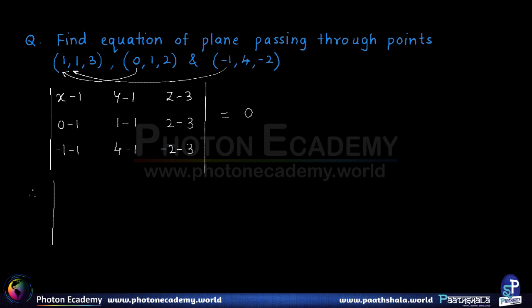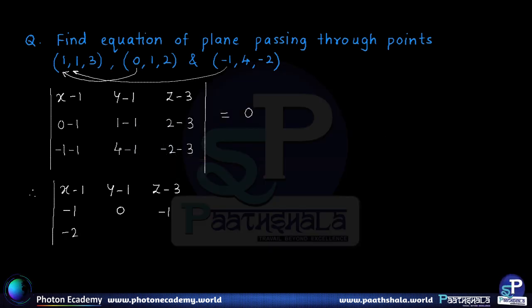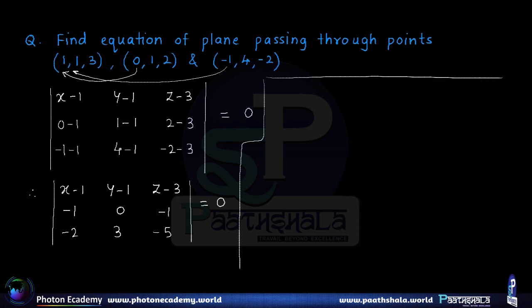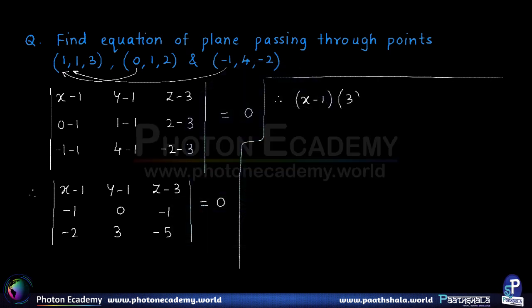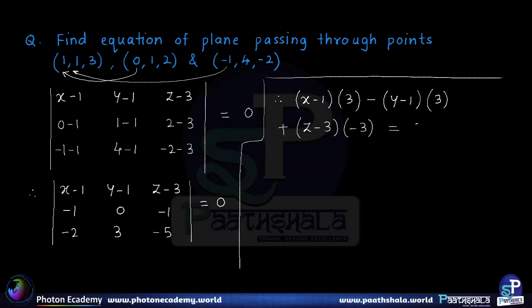Let us simplify that. We have x minus 1, y minus 1, z minus 3 as it is. Minus 1, 0, minus 1, minus 2, 3 and minus 5, equal to 0. Let's simplify further. So x minus 1 into bracket we have 3, then minus y minus 1 into bracket we have 5 minus 2, that is once again 3, and the last term is z minus 3 into bracket minus 3, equal to 0.